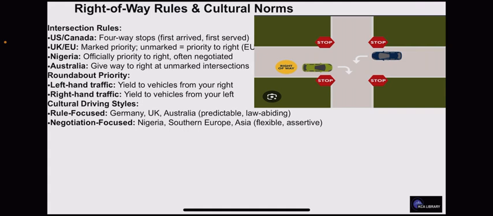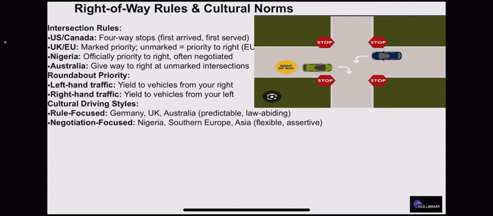So let's look at Australia, for instance. They give way to the right at unmarked intersections. Now, roundabout priority: in left-hand traffic, they yield to vehicles from your right. In the case of right-hand traffic, I believe we were able to explain what left-hand and right-hand traffic is in our previous slides. So in right-hand traffic, they yield to vehicles from your left.